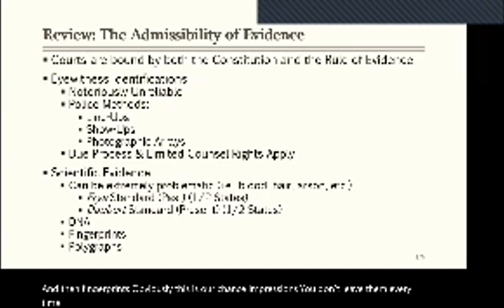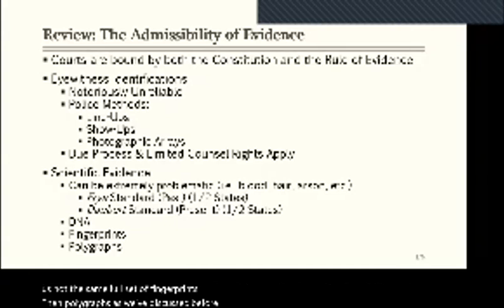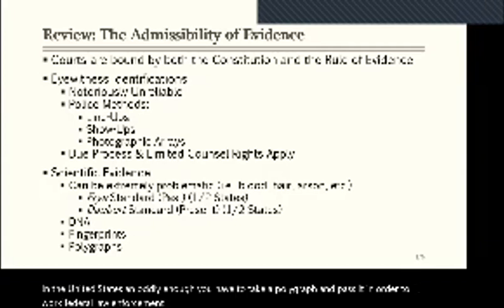And then fingerprints, obviously these are chance impressions, you don't leave them every time. And contrary to popular belief, you can have the same fingerprint, just generally speaking, that's not the same full set of fingerprints. And then polygraphs, as we've discussed before, they're notoriously unreliable, only admissible in one court in the United States. And oddly enough, you have to take a polygraph and pass it in order to work for federal law enforcement, even though we know that it is pretty much junk science.